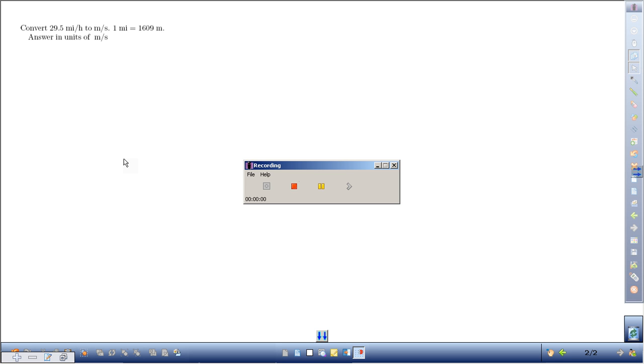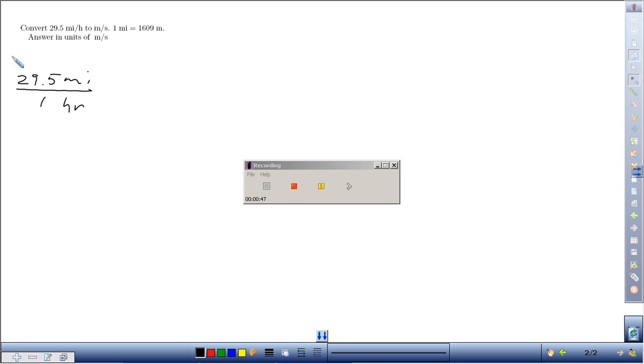So this is a typical conversion problem where we have miles that we need to get to meters, and we have hours that we need to get to seconds. As is the case with any conversion problem, we are going to start by writing down what we know. So we have 29.5. And when we have miles per hour, that's 29.5 miles on the top. And on the bottom, we are going to put 1 hour, because you can go 29.5 miles in 1 hour.